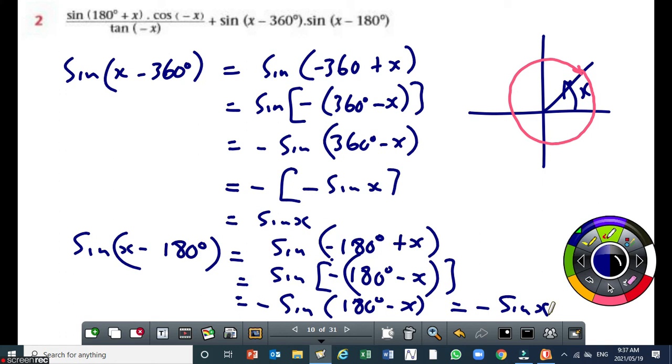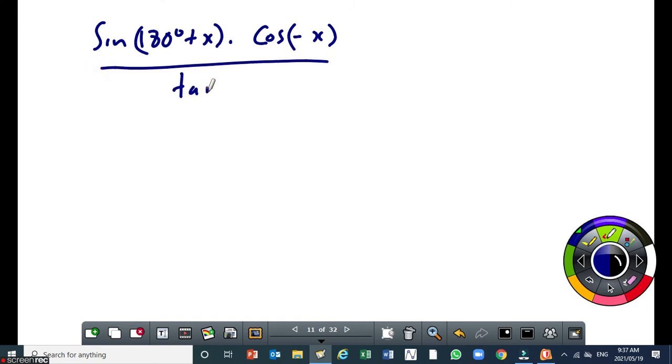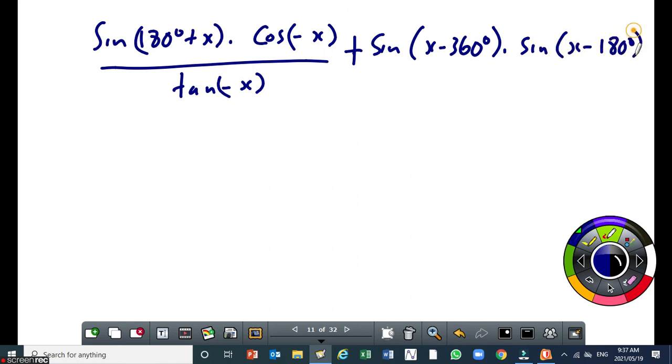So it's sine of 180 degrees plus x, times cos of negative x, over tan of minus x, times, there's a plus here, sine of x minus 360, times sine of x minus 180. Right? Now check this out.